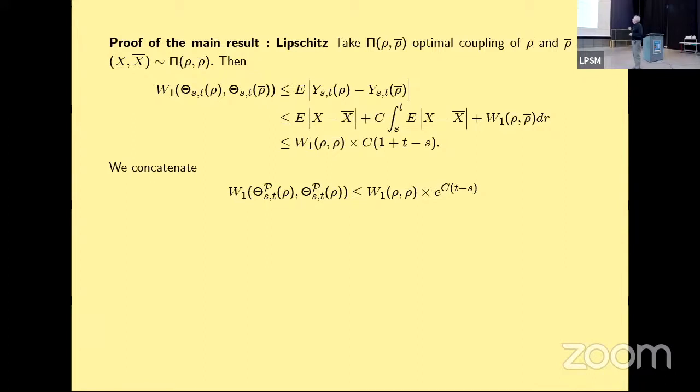The first thing is to say, in my special condition, theta was constructed with y st of rho. This is the Euler scheme, which starts from rho, one step Euler scheme. And then the other one is y st of rho bar. If you look at the Euler schemes and you have some Lipschitz properties for the coefficients, then immediately this is less than x minus x bar.